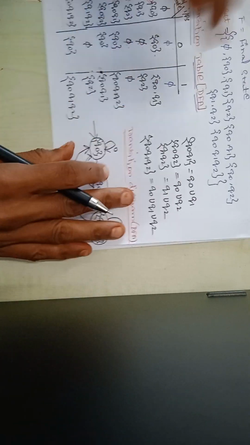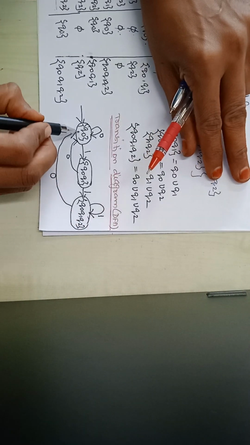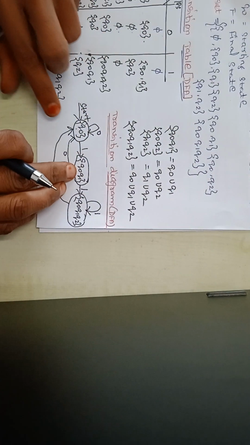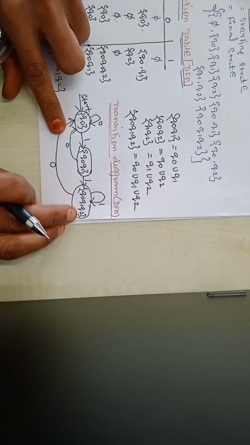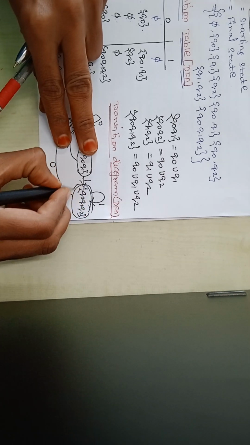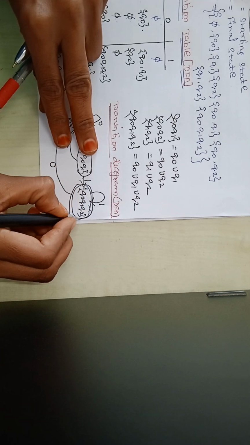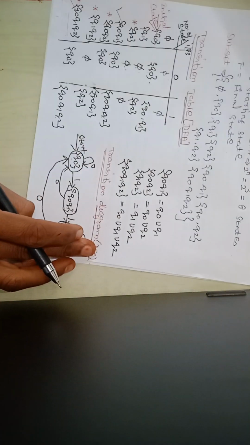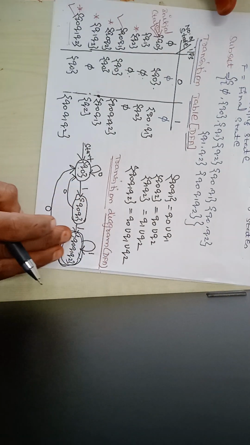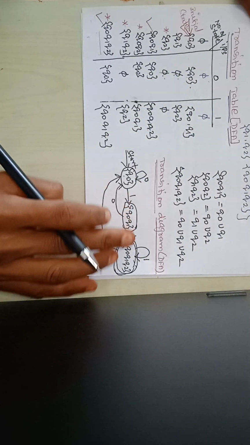So 1. Here Q0 is the starting state; you have to mention start. Then Q0 Q1 and Q0 Q1 Q2. Here Q2 is the final state, so we have to make it a double circle. So this is the final transition diagram for the DFA.